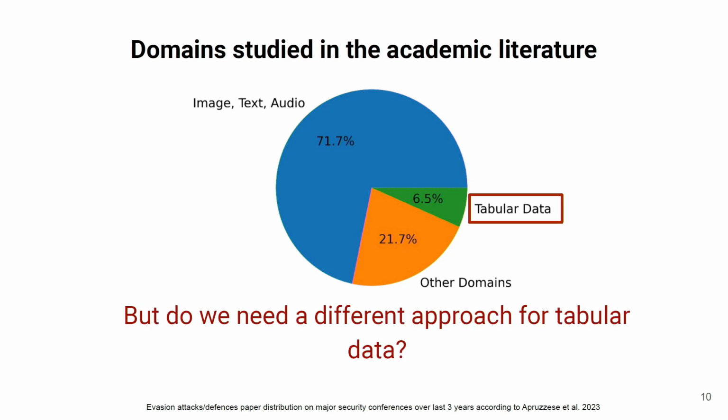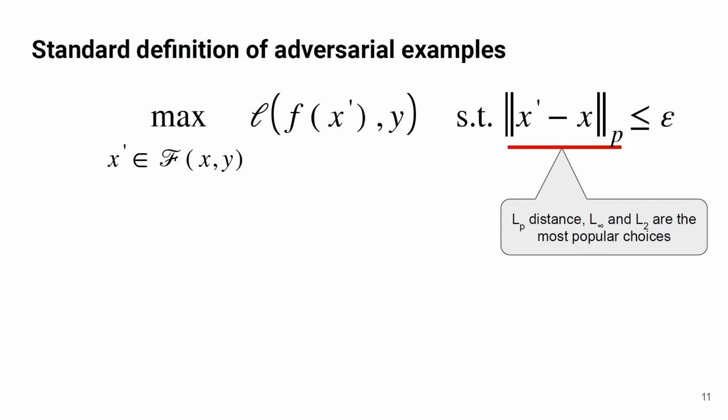And you can ask me, okay, but do we need something special for tabular data? Can we just take all the methods from image, text, or audio and apply them to tabular data? Because it is also sort of an input vector after all. And let me convince you in this presentation that this is not the case.